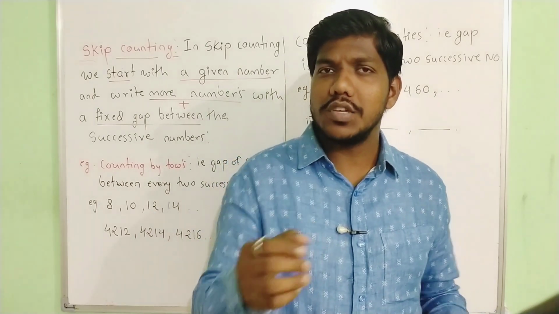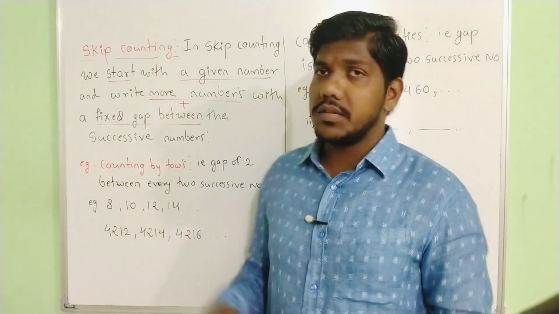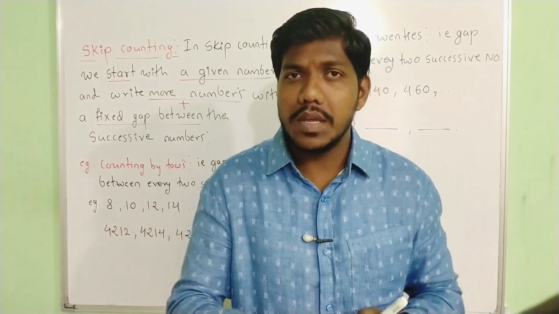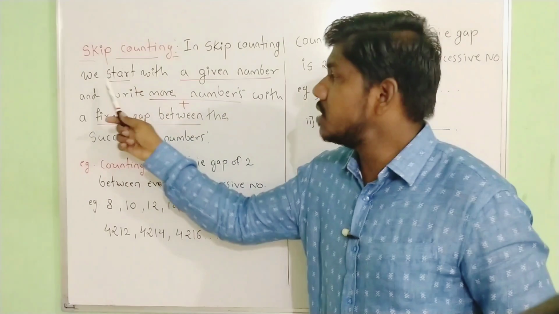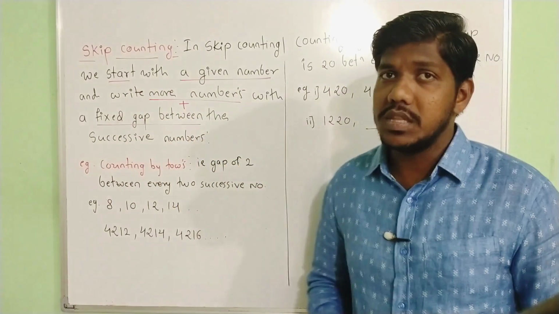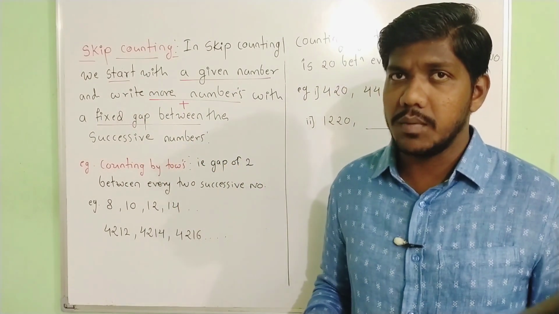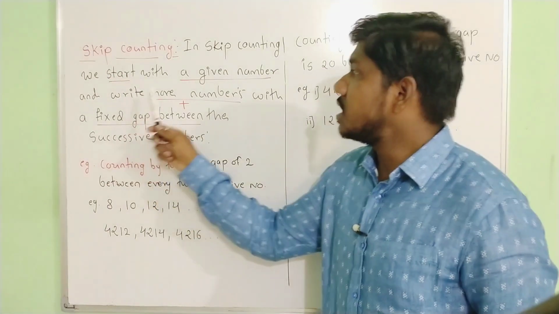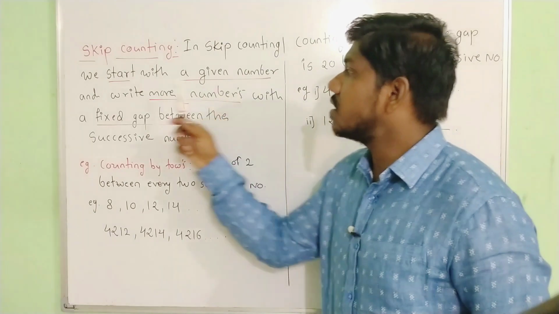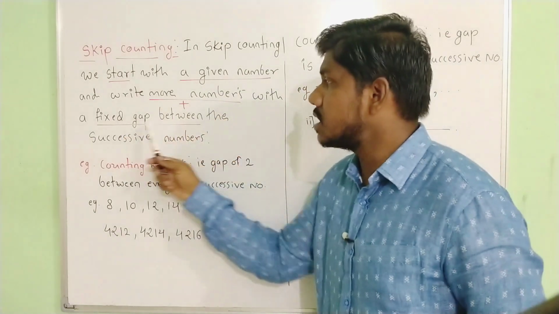So we call such games skip counting. That means we want to count by skipping some numbers. So the definition: in skip counting we start with a given number. That means they give us a number. It may be anything. It may be 5, it may be 10, it may be 1000, and we write more numbers with a fixed gap between the successive numbers.